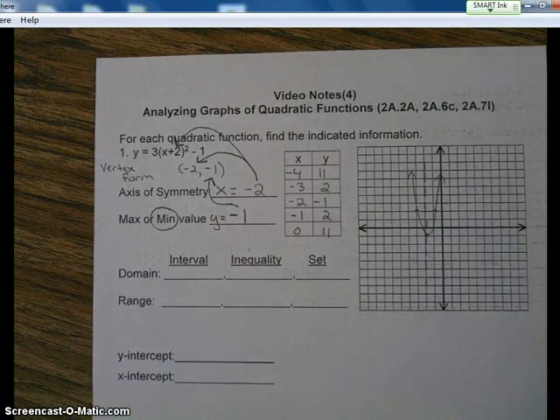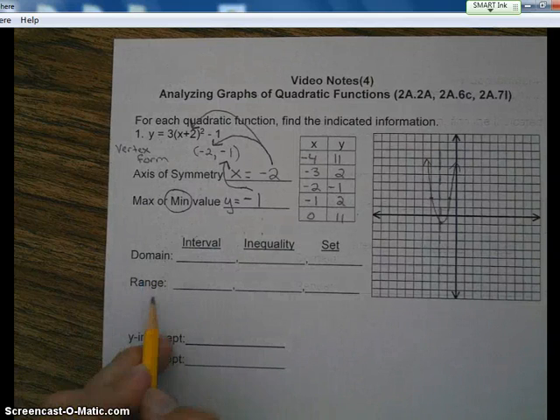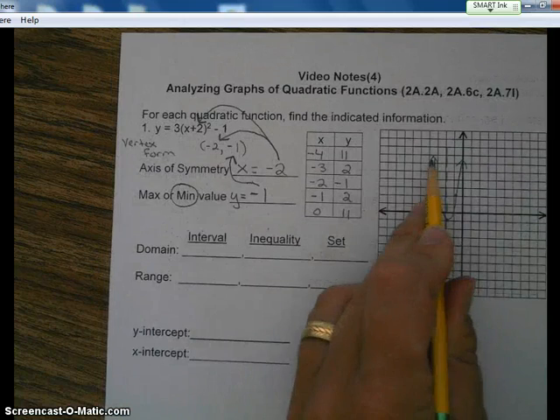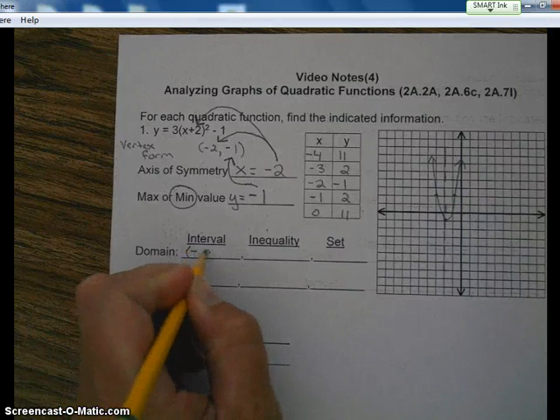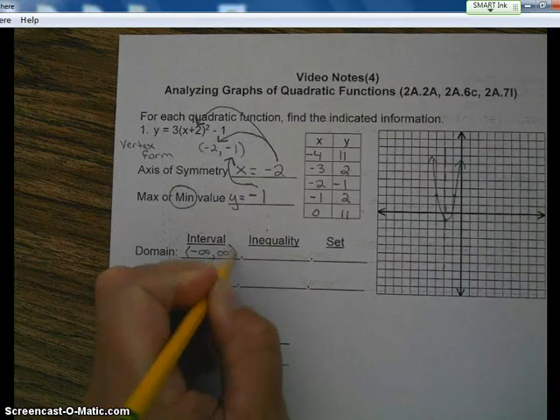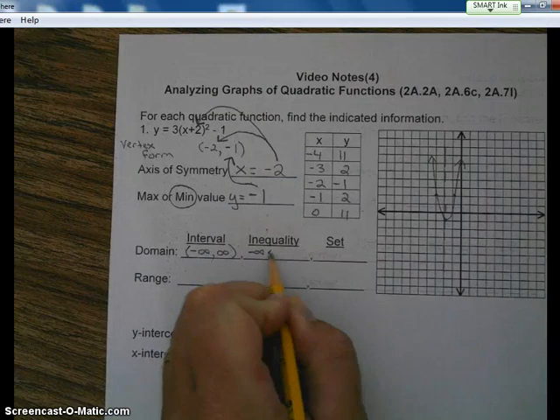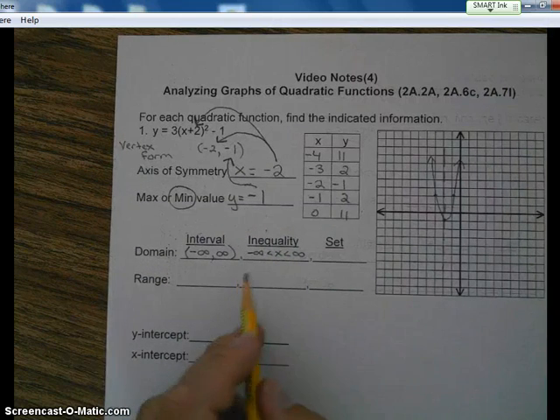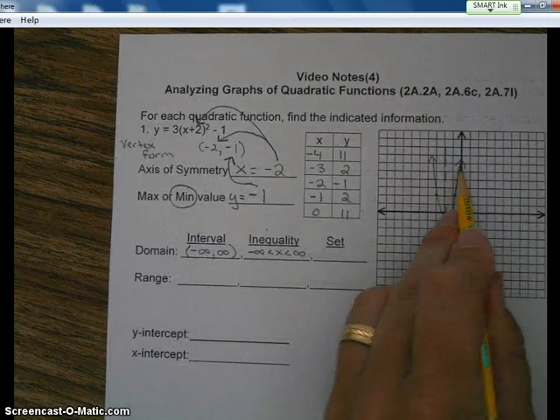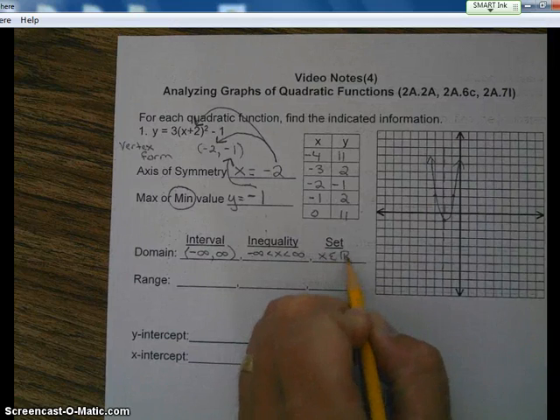Okay, all right, writing the domain. This is review, so you do not have to watch this unless you need more practice. Domain: infinitely to the left, infinitely to the right. So we're going to go from -infinity to +infinity. Inequality notation: remember to use your less than symbols, no equal sign when dealing with infinity. Arrow to arrow. And set notation: x is an element of all real numbers.